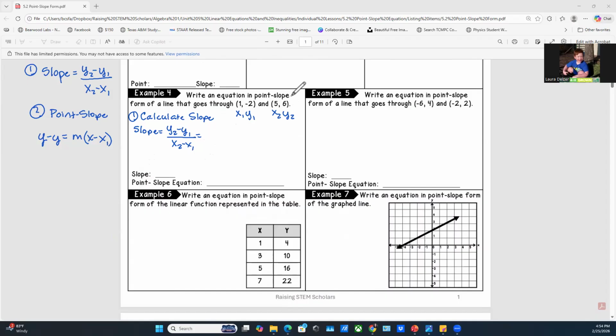So my y2 is this guy here. We've got 6 minus my y1, which is -2. So 6 minus a -2. X2 is this guy here. That's 5 minus x1, which is 1. Okay. 6 minus a -2, that's going to be 8. 5 minus 1 is going to be 4. So 8 divided by 4 is going to simplify to 2. So that is my slope.